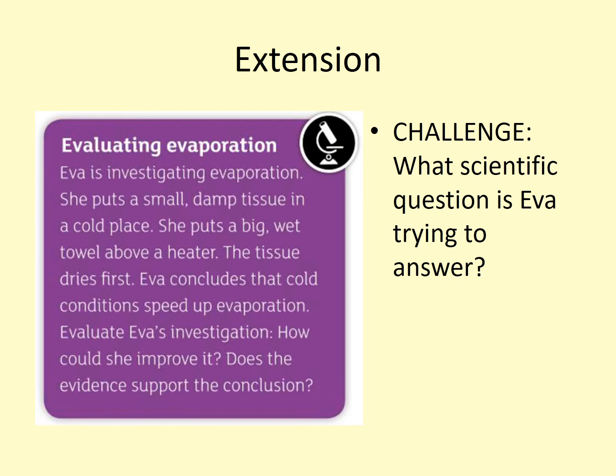So first of all, she puts a small damp tissue in a cold place, and then she puts a big wet towel above a heater. So she's trying to compare something small with something big, and something that's not very wet with something that's very wet. So that's not a fair test. So to improve it, she could put a small damp tissue in a cold place and a small damp tissue above a heater. Or she could put a big wet towel in a cold place and a big wet towel above a heater, but that would take longer, so I would do the first option.